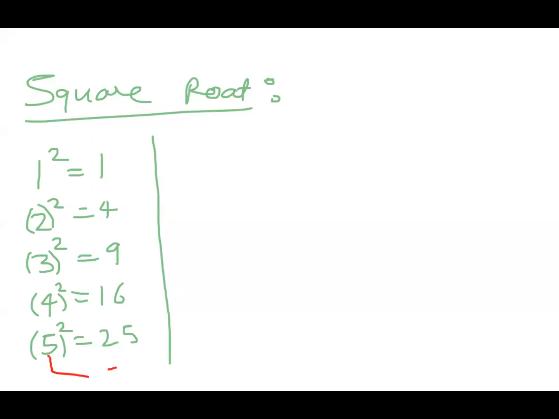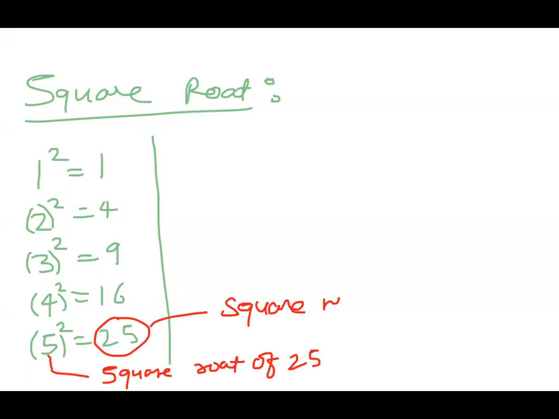It is the square root of 25. And this 25 is what? It is a square number. Square root. If we write it over here, it is 5 and 25.